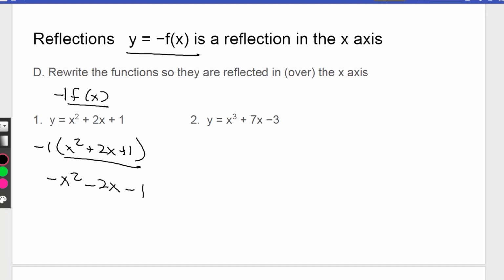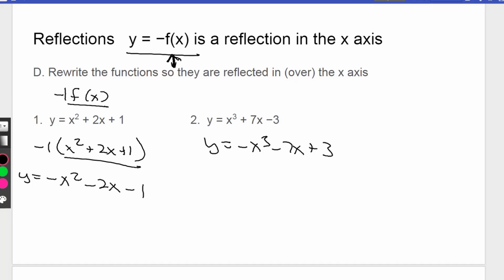This is going to be the same exact function, only it's reflected over the x-axis. So when I want to reflect over the x-axis, it's going to be in the front, and I just multiply everything by -1. Try doing number 2. Pause it, and then start back up again. Yeah, awesome. Thank you for doing that. Like I said, after it's been reflected over the x-axis, it is -x to the third minus 7x plus 3. If I want to reflect a function over the x-axis, multiply the entire thing by -1.